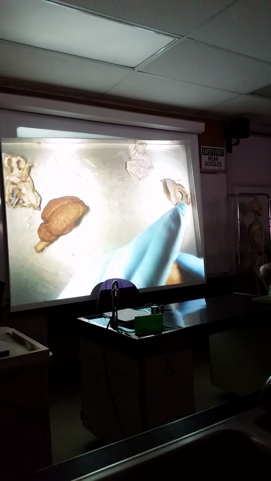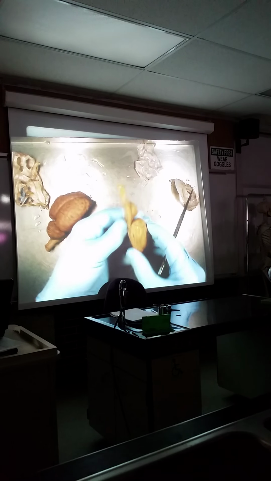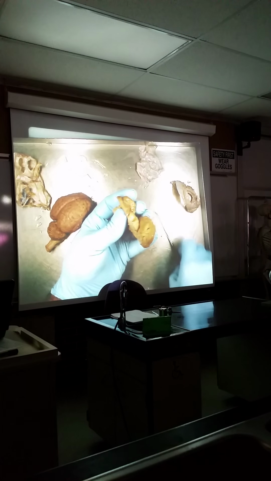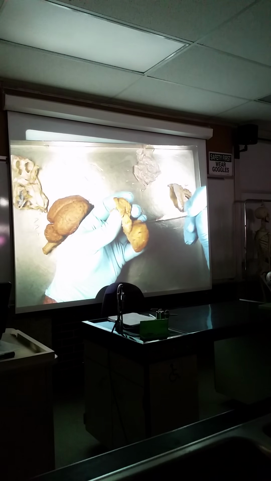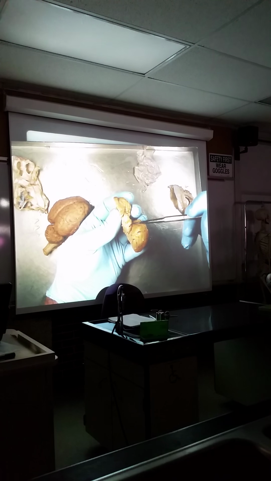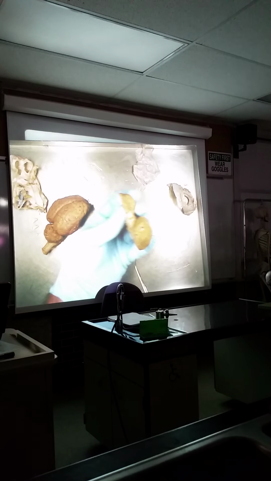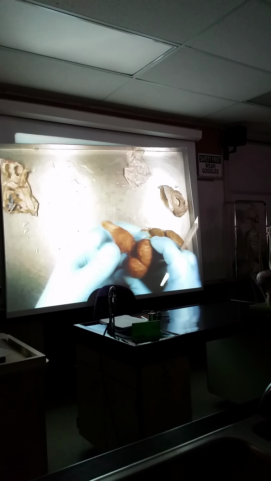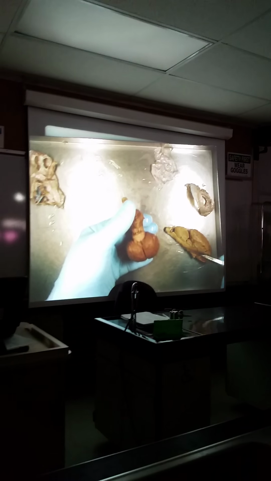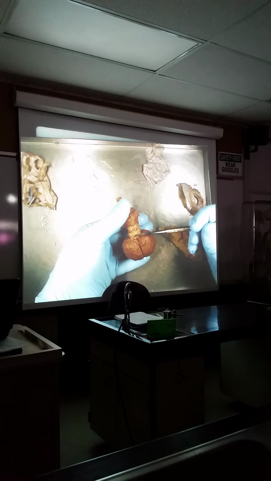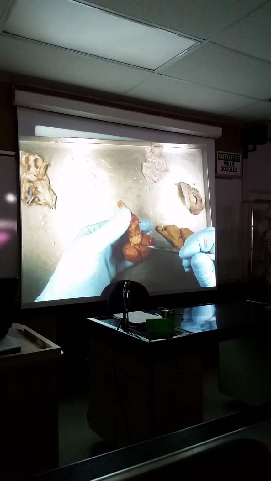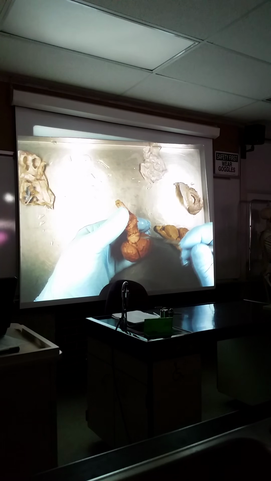Corpora quadrigemina. Turn this back. Turn it to the back like this. Look at that right there. Here's the superior colliculi. Here's the inferior colliculi. Superior colliculi, inferior colliculi. The other two are on the other half of the brain that aren't there. There's a whole brain. Now you can see all four of them. 1, 2, 3, 4. See that? 2 superior colliculi, 2 inferior colliculi.